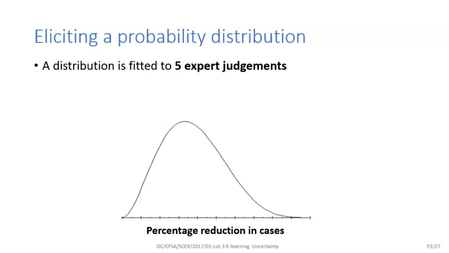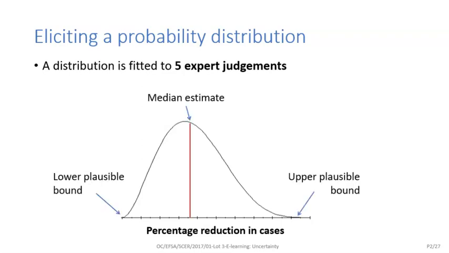We generally use 5 judgments to elicit a full distribution: the lower and upper plausible bounds, then the median, and finally the lower and upper quartiles. It's done in that order to reduce the risk of bias.